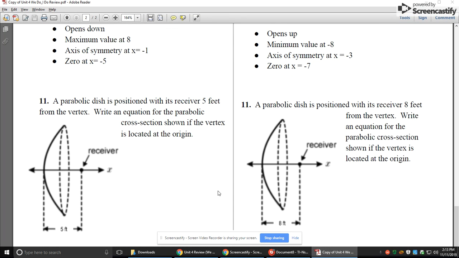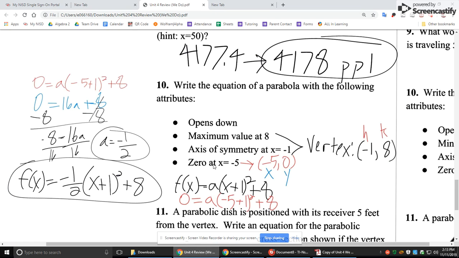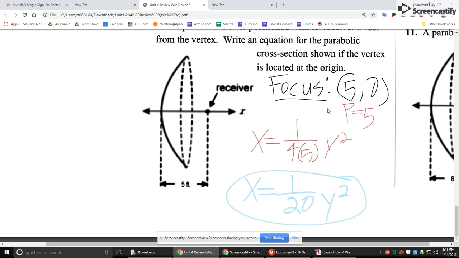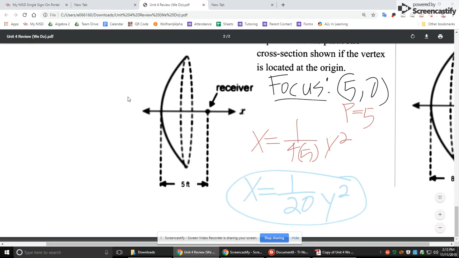Let's see here. Number 11. A parabolic dish is positioned with its receiver 5 feet from the vertex. Write an equation of the parabolic cross section showing the vertex is located at the origin. Okay, so your receiver is 5 feet away from the dish. So that's a point 5 feet away from your parabola. That's your focus. Your focus is at 5, 0. That means your p is 5. So plug in 5 into that 1 over 4p formula. So 1 over 4 times 5 is 1 over 20. So my equation is x equals 1/20 y squared.